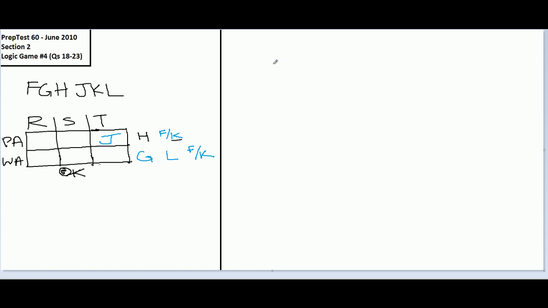Okay, let's keep going. Question number 20. If F and H are assigned to the same story as each other, then which of the following could be true? Okay, so we know now that F and H are assigned to the same story. One is a photographer's assistant, and one is a writer's assistant. And we know that since H is always a photographer's assistant, that means F must be a writer's assistant. So this is our new information.